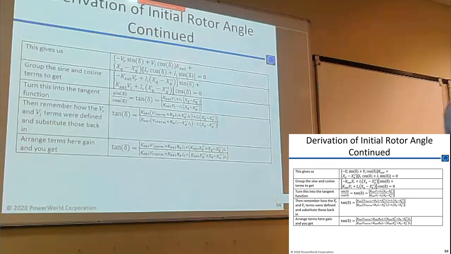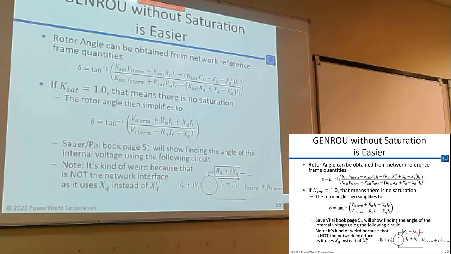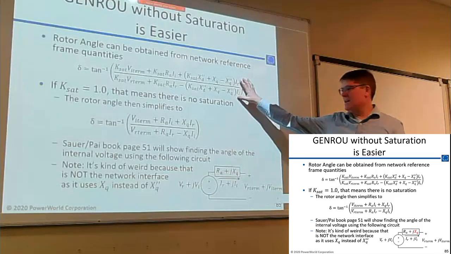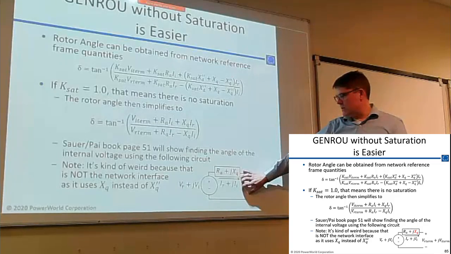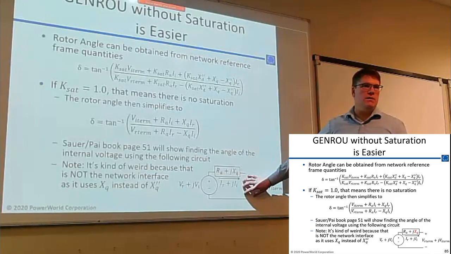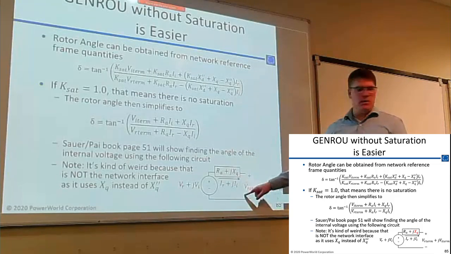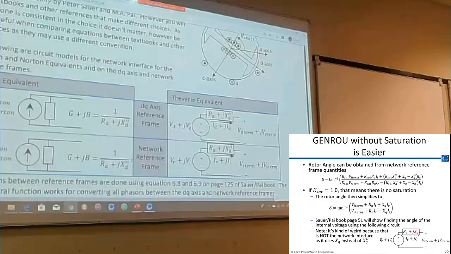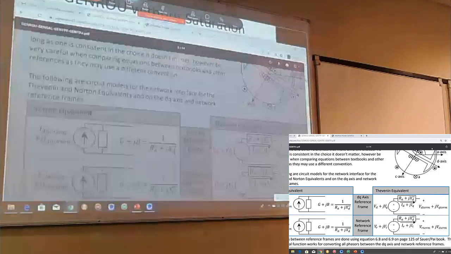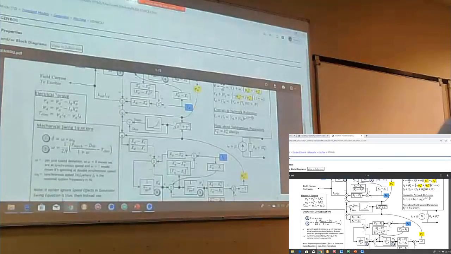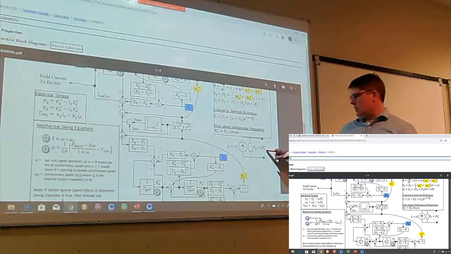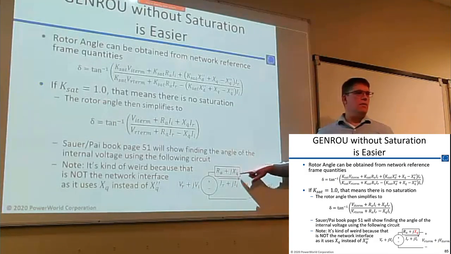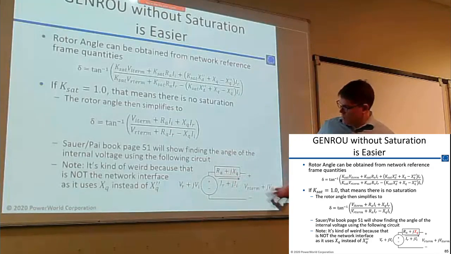If you ignore saturation, it's actually much easier, as most things are. All those equations end up being something you can just calculate with a circuit equation. This is not the same circuit equation we use on the Gen Rao model. If you look back, the impedance here is R plus XQ double prime, but to get the steady state value, you have to use XQ itself. It just so happens that if you run this, the angle you get right here is the rotor angle. But when you have saturation, it gets more complicated.